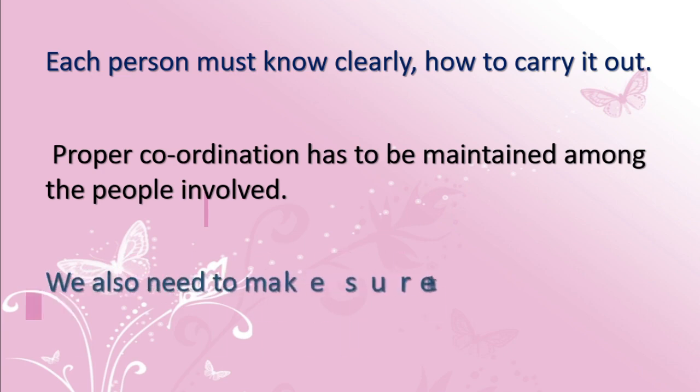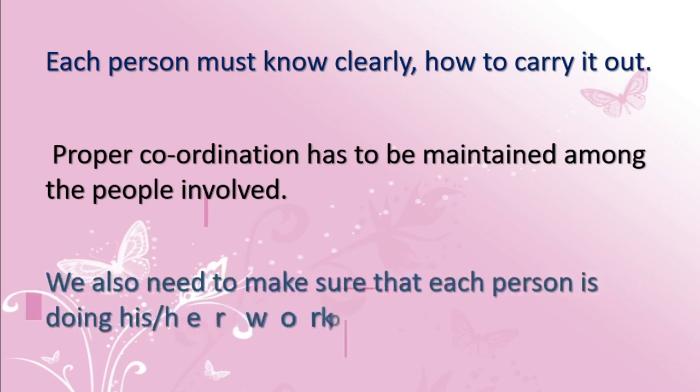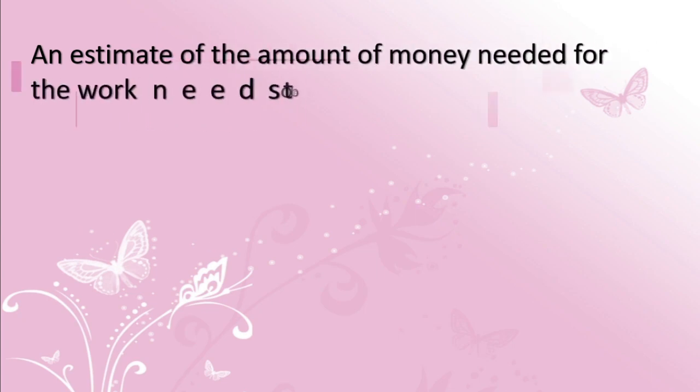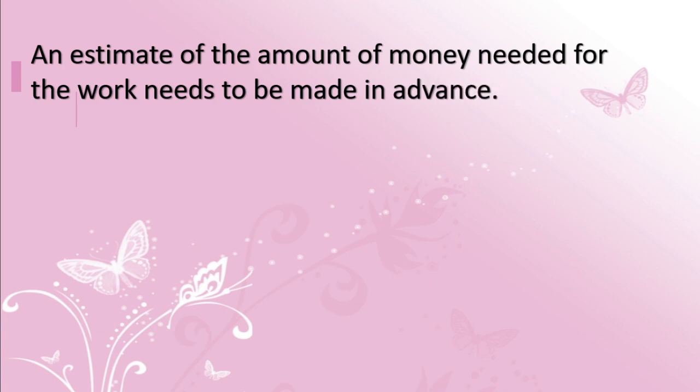We also need to make sure that each person is doing his or her work properly. Some work is assigned to each person, correct? Then each person should do their work properly. Whatever assigned work is there, they have to perform properly. Next is, an estimate of the amount of money needed for the work needs to be made in advance. Yes. Here, how much money will be required to do this work? That you have to estimate in advance. Then only we can do that work properly. Correct?